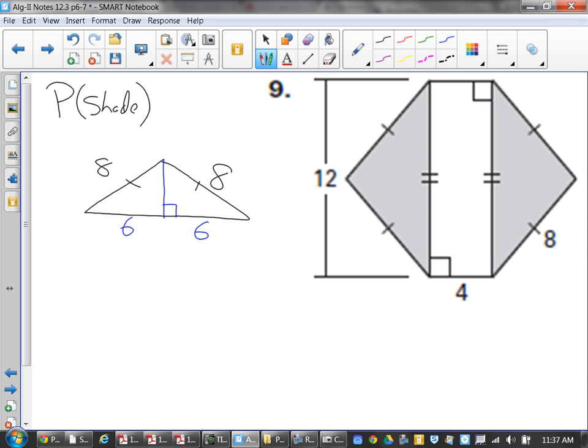Yeah, that's exactly what you do. At this point, you just use the Pythagorean theorem. So you get 8 squared, 64 minus 36, you get the square root of 28. 2 root 7. I get what you're saying. So you get 2 root 7 for the height.